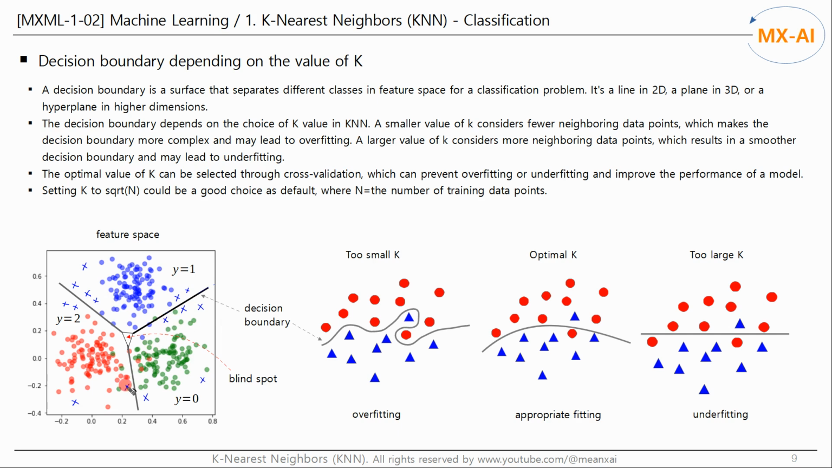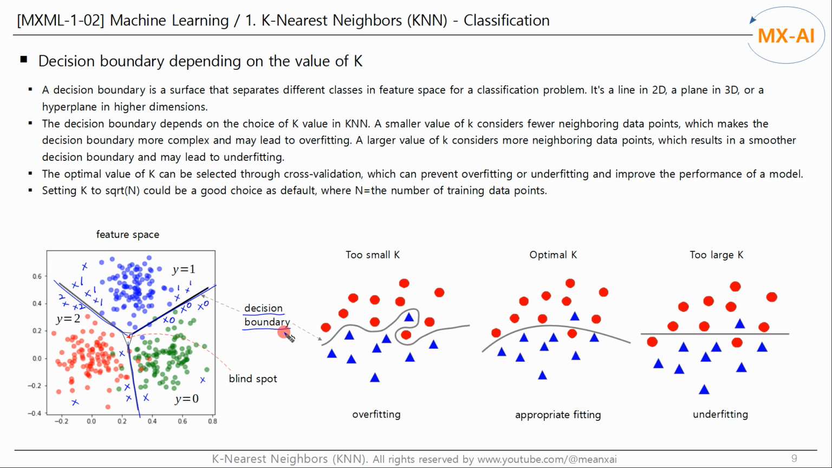We then estimate the classes of these test data points. These data points will be classified as class 1. And these data points will be classified as class 2. And these data points will be classified as class 0. This will then reveal the boundary lines between the estimated classes. These are called decision boundaries.